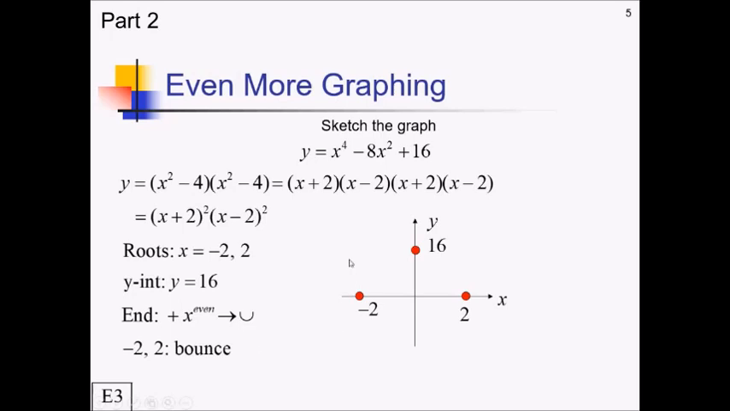So starting above the x-axis, we come down and bounce off negative 2, go through the y-intercept at 16, come back down and bounce at 2, and we end above the x-axis, just like our end behavior predicted we would.